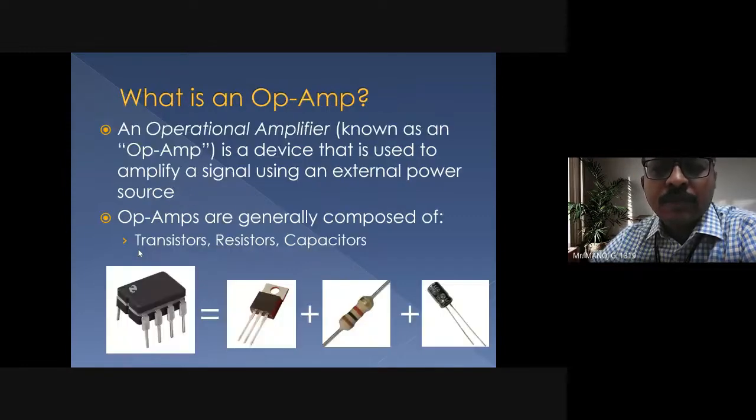So what is an OPAMP? As Joel told, it's an operational amplifier, okay? And it is a device used to amplify a signal using an external power source. Basically, an op-amp is made up of many transistors, resistors, and capacitors. This is the composition of an op-amp. It consists of all these elements put together, and they make an op-amp.